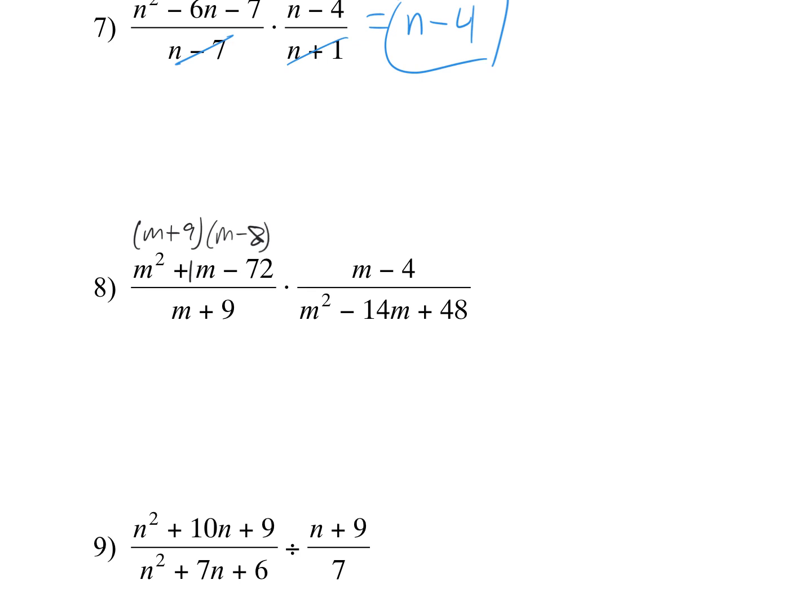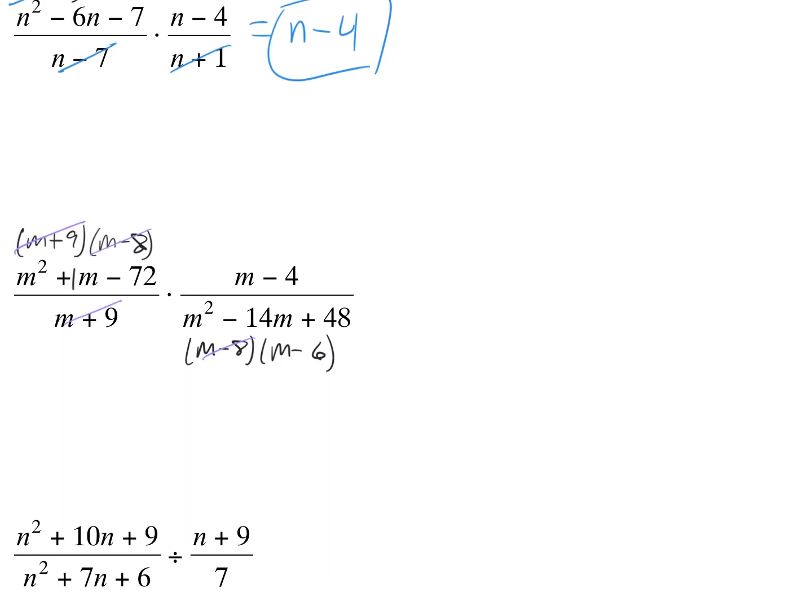You're going to do the same thing on the bottom. So m squared minus 14m plus 48: what multiplies to 48 and adds to negative 14 is going to be m minus 8, m minus 6. Now that everything's factored, you just want to see what cancels on the top and on the bottom. There's an m plus 9 that cancels, and there's an m minus 8 that cancels. So on the top, you're just left with an m minus 4. On the bottom, you're left with an m minus 6. And there's your final answer.